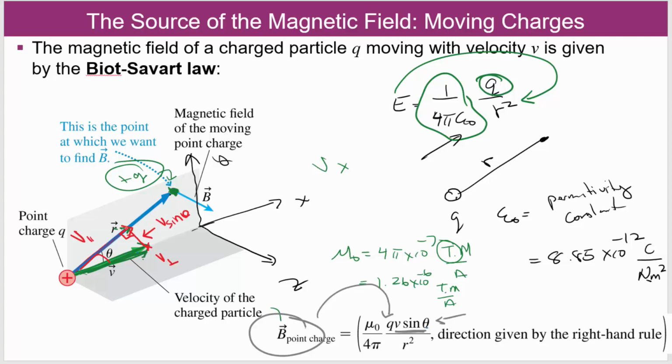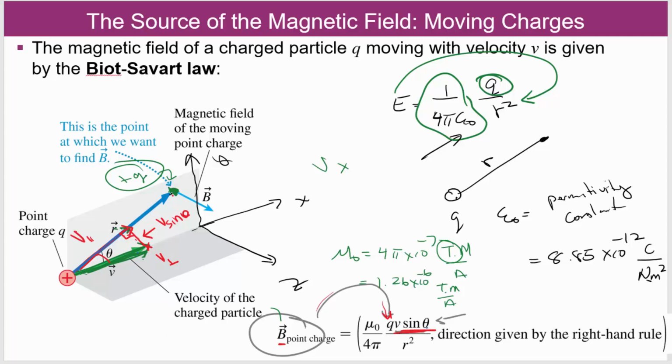And take a look at that velocity vector component. It is perpendicular to the position vector. So the source of the magnetic field at this point P is due to a charge that is moving with a component perpendicular to the position vector.